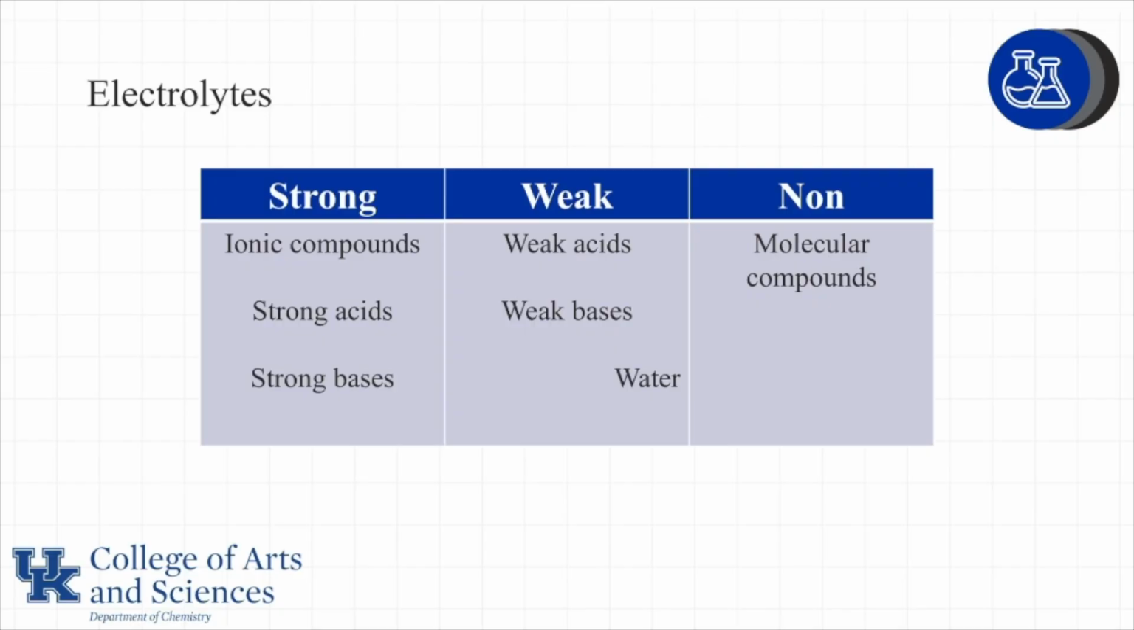Electrolytes can be grouped into various categories: strong, weak, and non-electrolytes. We've already seen ionic compounds, and those are all strong electrolytes when dissolved in water. We'll also see that strong acids and strong bases are strong electrolytes, and we'll talk a little bit more about those and how we identify those later on. For weak electrolytes, we have weak acids and weak bases, and then we have water, which is a very weak electrolyte, and then molecular compounds, which are non-electrolytes.